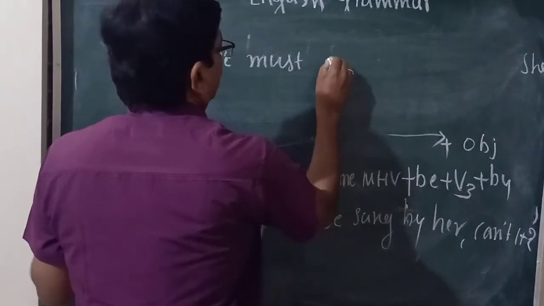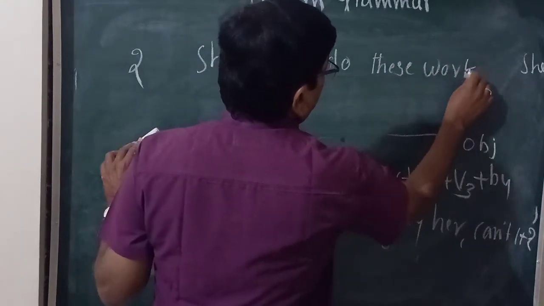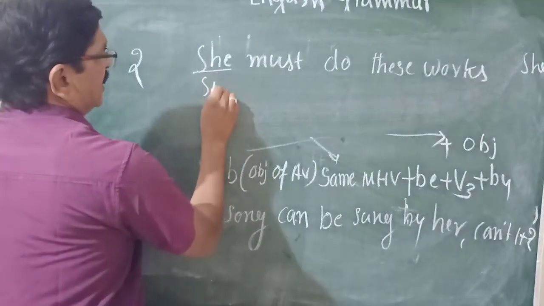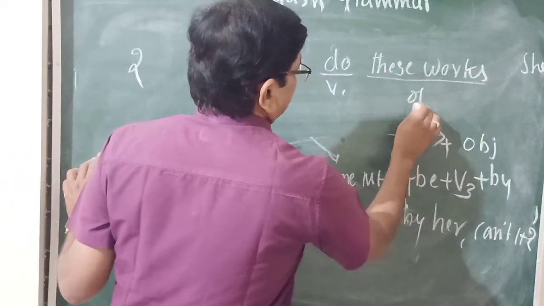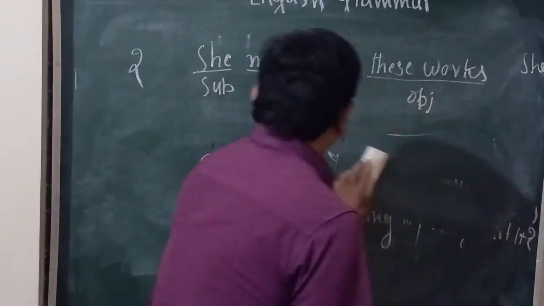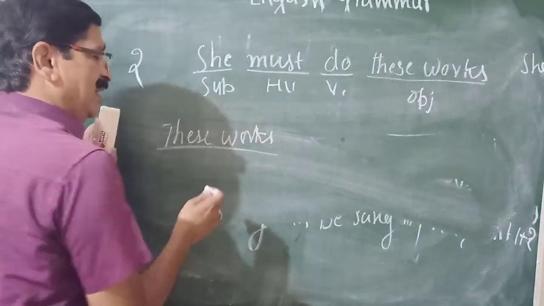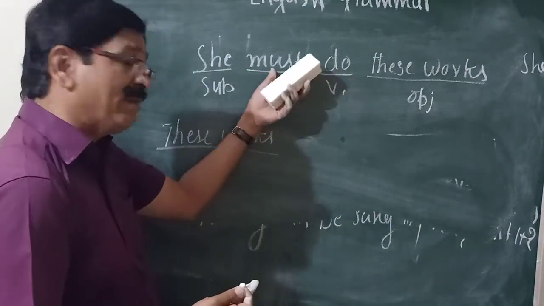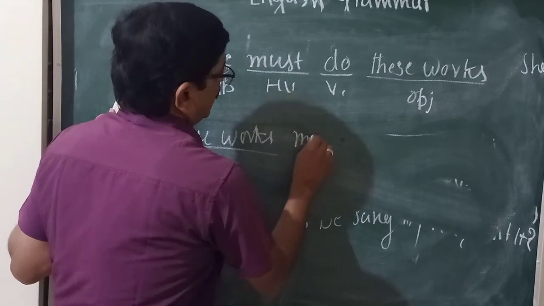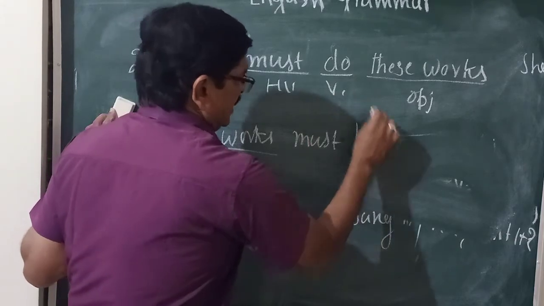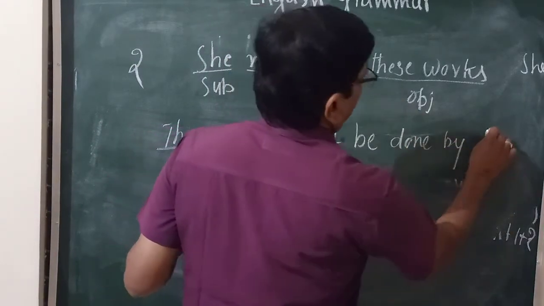She must do these works. This is very simple. Subject plus must plus V1 plus object. Here, these works, whether it is plural or singular, we should bring the same modal helping verb. Same modal, must. These works must be done by her, do becoming the past participle.